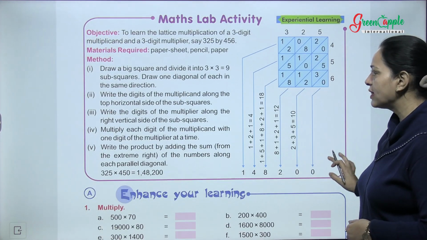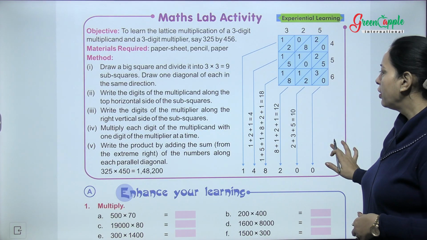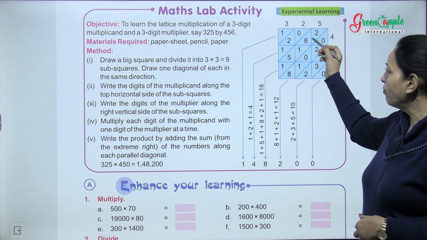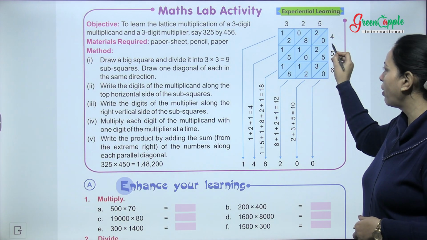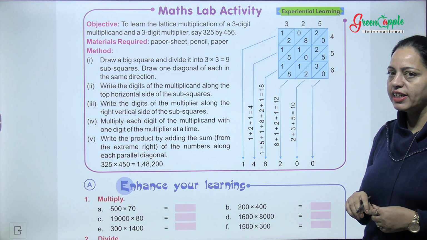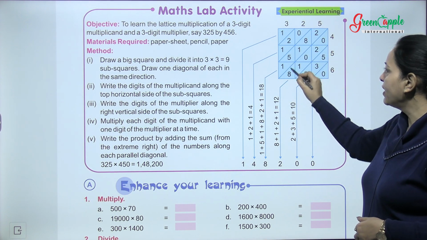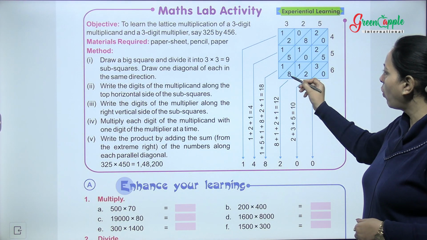Now there is one math lab activity, very interesting. You can try this one. This is the same as what we have done in lattice multiplication. So you can try this one, like 325 times 456. So we have made here 9 subsquares. Now oblique lines we are drawing here.